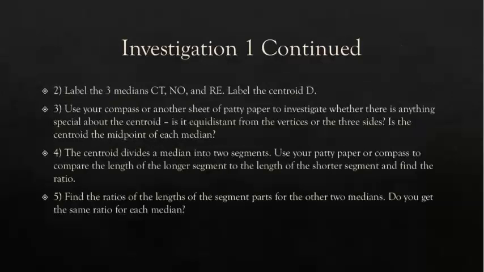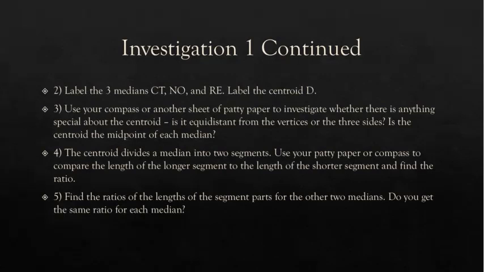We're going to label the three medians CT, NO, and RE, and we're going to label that centroid in the center D. We're going to use our compass, or maybe another sheet of paper, to investigate whether there's anything special about the centroid. Is it equidistant from the vertices? Is it equidistant from the three sides? Is the centroid the midpoint of each median? If none of those work, let's try something a little different.